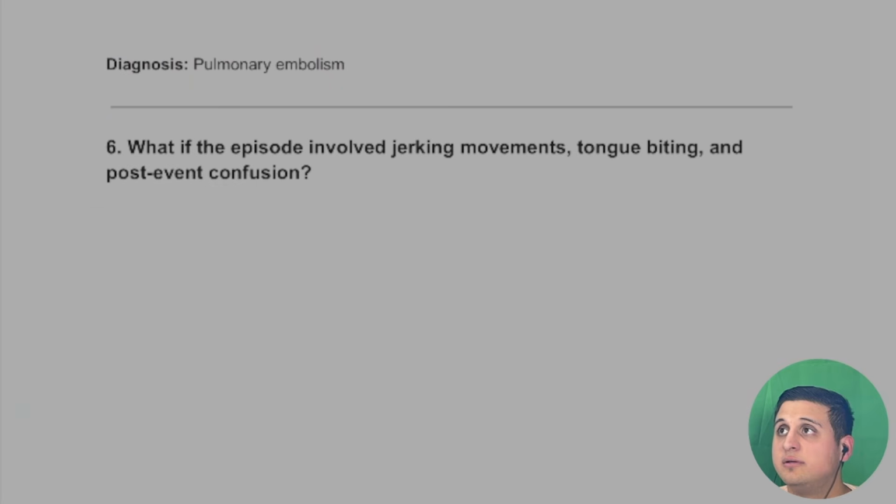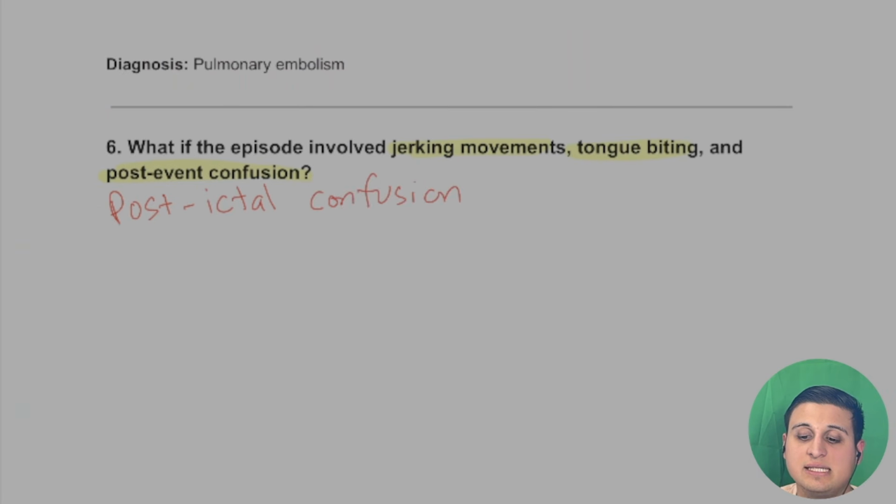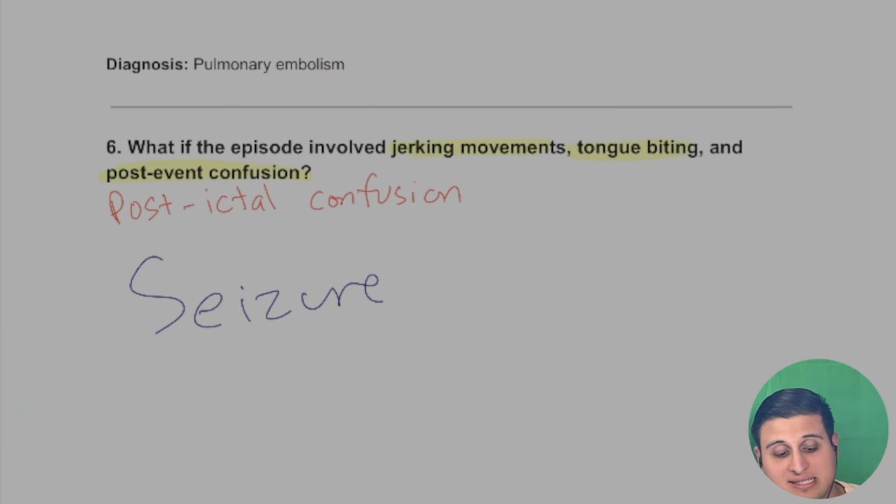Moving on to this next one. What if the patient had an episode involving jerking movements, tongue biting, and post-event confusion? Right? This is that post-ictal confusion they talk about. This is now an actual true seizure, right? The big thing is to diagnose whether something is a seizure versus maybe PNES versus other things, right? And this is, again, differentials within differentials.